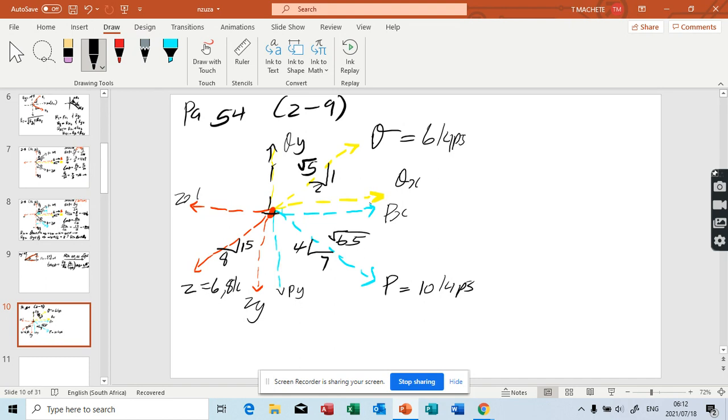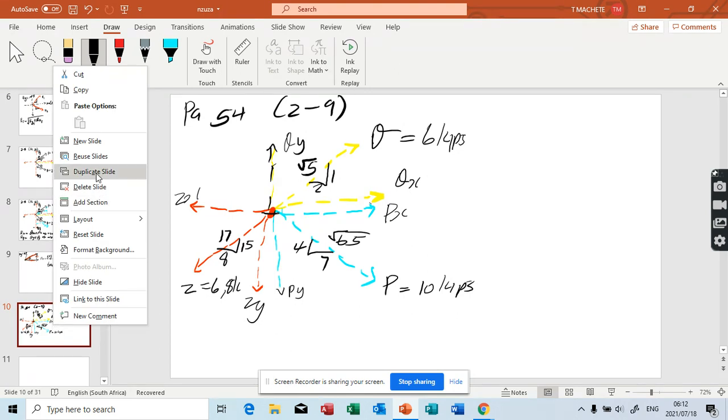Then for this one it's 8 squared plus 15 squared. Then I got 17. Okay, so we're gonna have to decide. We're gonna have to start from the first quadrant. We move step by step.